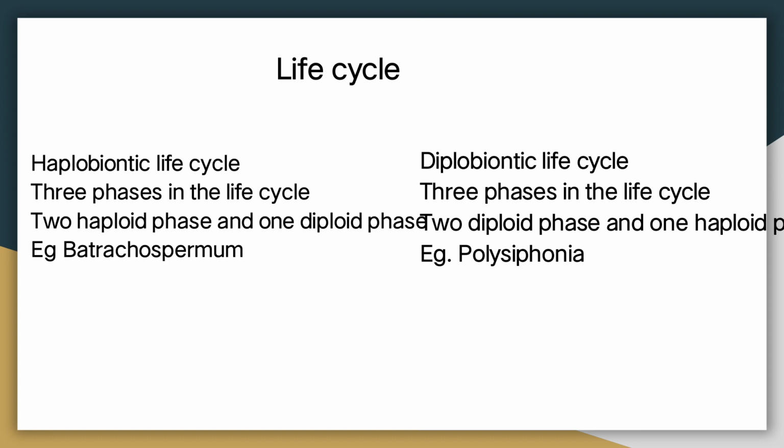Then life cycle: it shows both haplobiontic life cycle and diplobiontic life cycle. In the haplobiontic life cycle, there are three phases in the life cycle, two haploid and one diploid. Example is Batrachospermum. In the diplobiontic life cycle, there are three phases in the life cycle, two diploid phases and one haploid phase. Example is Polysiphonia.